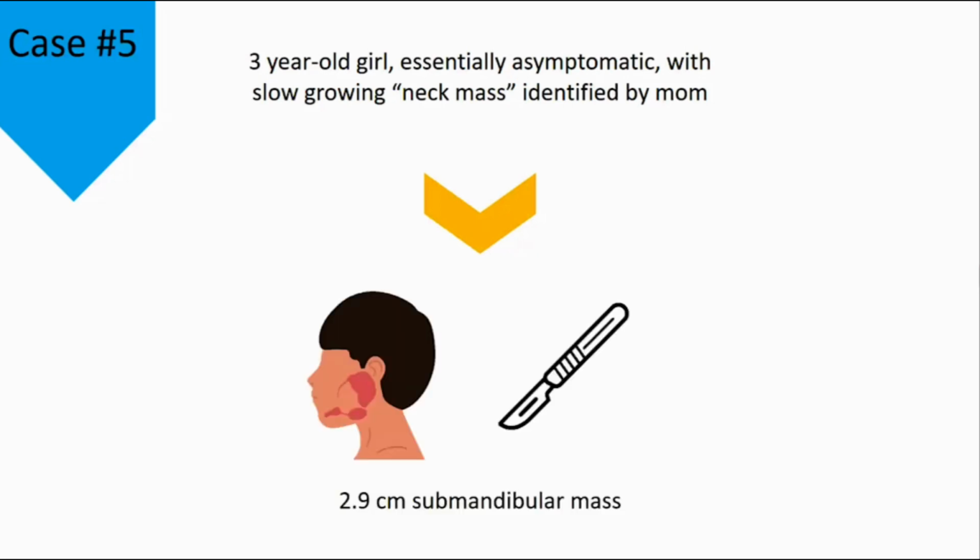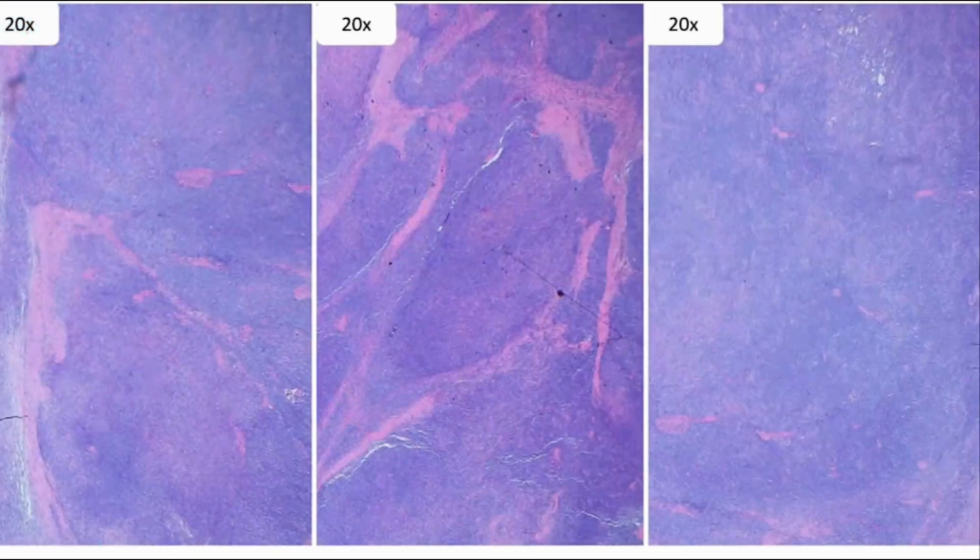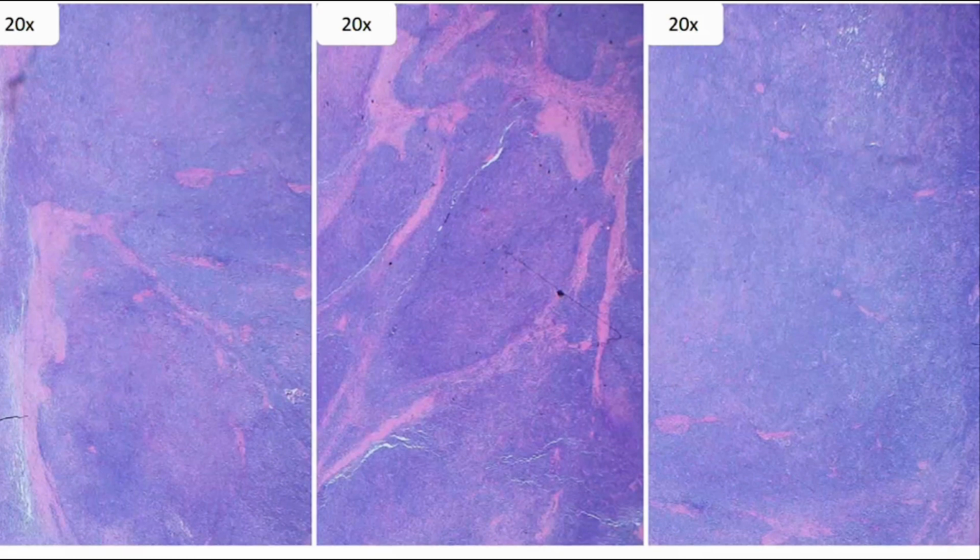And then our last case here, this is a 3-year-old girl who was essentially asymptomatic, and mom found a neck mass. It was actually a submandibular mass. She underwent an excisional biopsy. And here you can see on low power that the sections of tissue have pretty significant architectural effacement. I don't see prominent germinal centers here, and in the background there are fibrotic bands that make it look a little nodular.